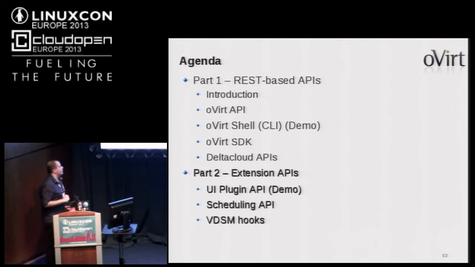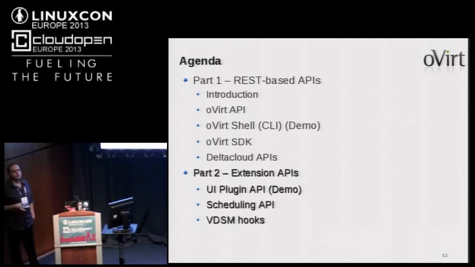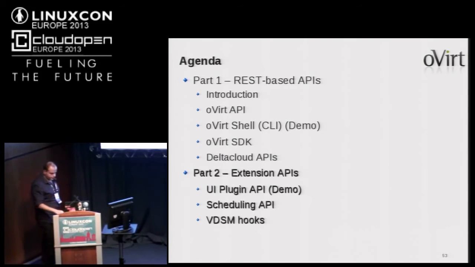And then VDSM hooks. They give you different ways to customize and extend the functionality of the engine, and change it to fit your needs. And again, you can use the SDK. You would usually use the SDK in the UI plugins and scheduling API, but you're free to do whatever you want. So I'll show some examples. I hope it will be clear.